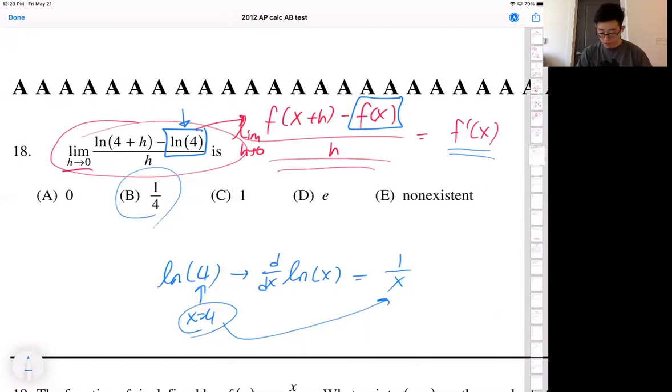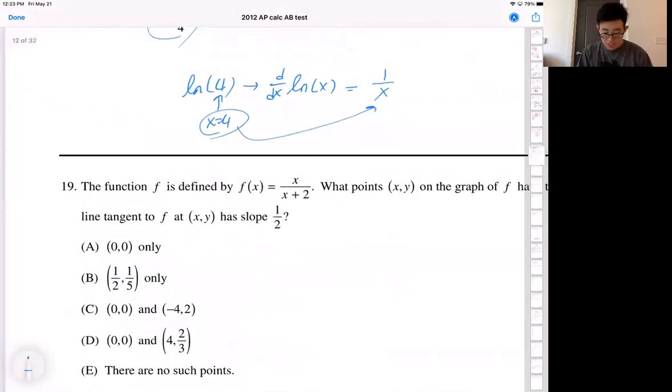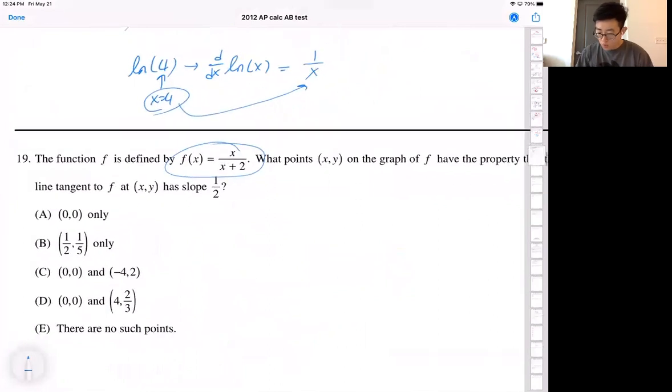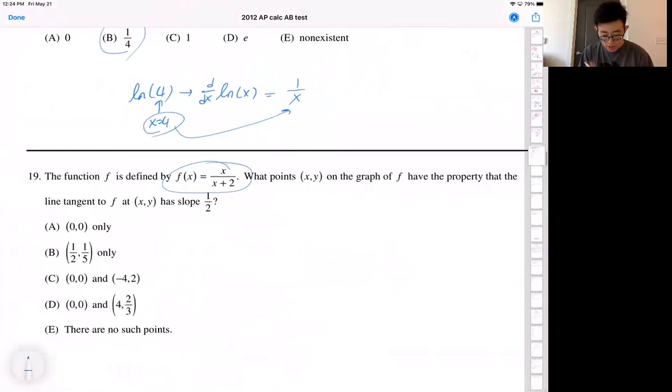Okay. All right, and number 19. Number 19 says the function f is defined by that. What points on the graph has the property of the line tangent to? Okay, there's a trigger word right there. Tangent means take the derivative of it once again. That's all it is. Tangent lines to a curve, and has a slope of 1 over 2. So you're looking for when the derivative is equal to 1 over 2 for this particular function.